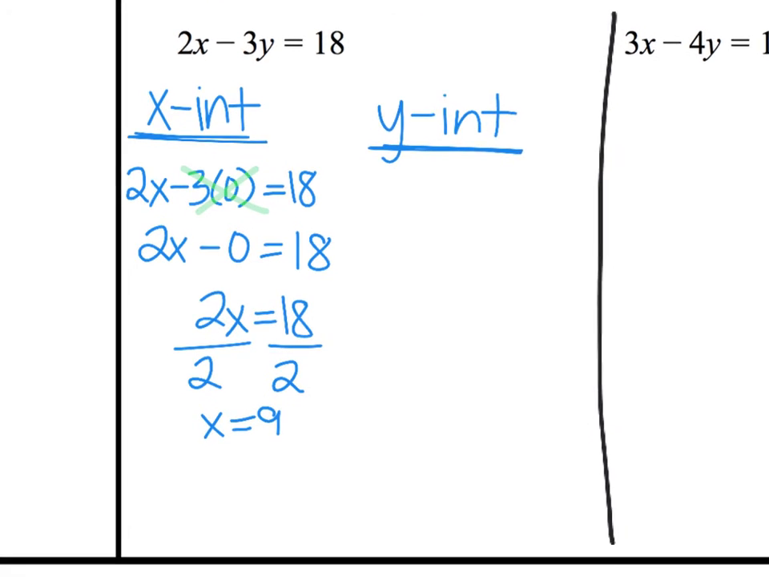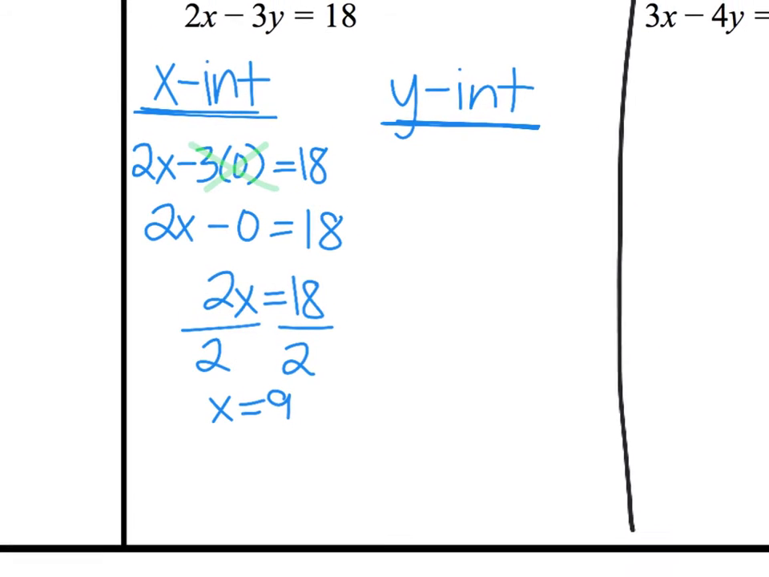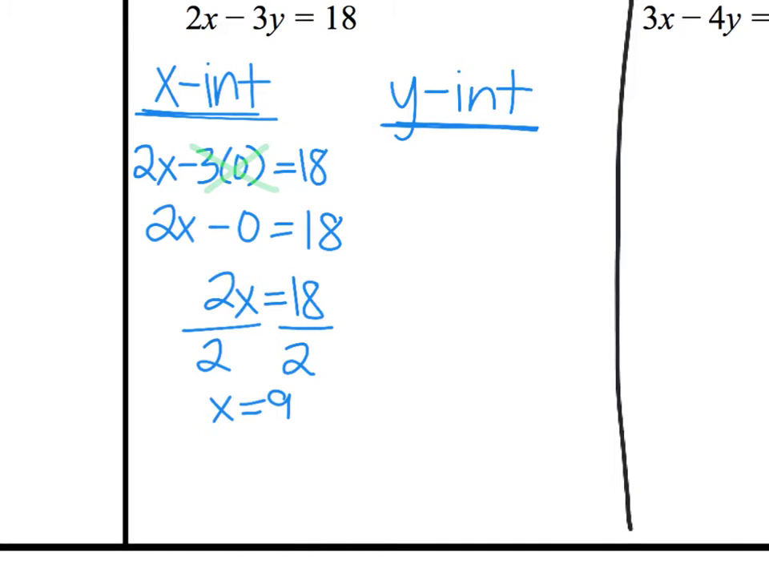I will say, on Big Ideas Math, for whatever reason, it wants you to just put your answer as a number. But when we're taking a test or quiz in this class, I'm going to expect you to write it as a point, because that's what it is. It's a point on the graph, and so you should write it as such.